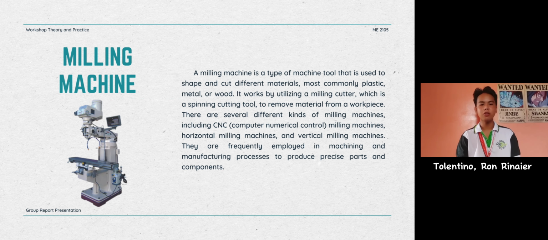What is the milling machine? A milling machine is a type of machine tool that is used to shape and cut different materials, most commonly plastic, metal, or wood. It works by utilizing a milling cutter, which is a spinning cutting tool, to remove material from a workpiece. There are several different kinds of milling machines, including CNC or computer numerical control milling machines, horizontal milling machines, and vertical milling machines. They are frequently employed in machining and manufacturing processes to produce precise parts and components.